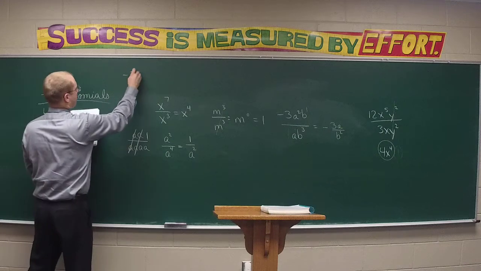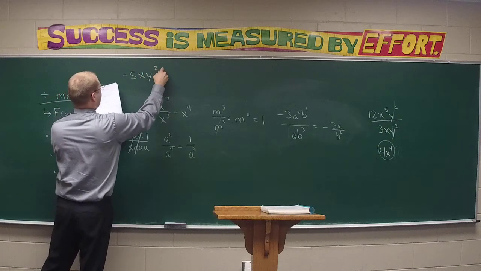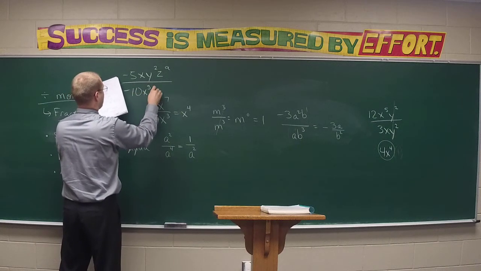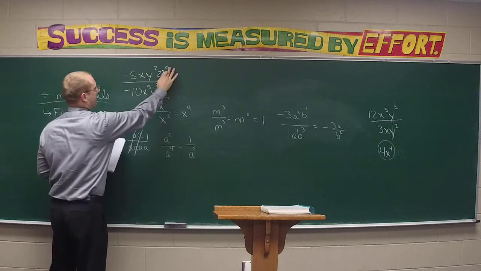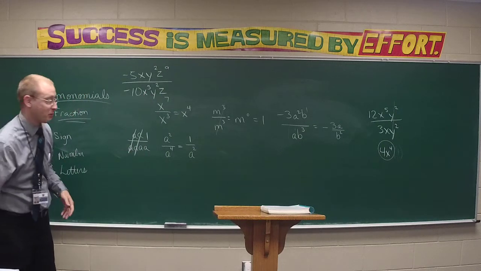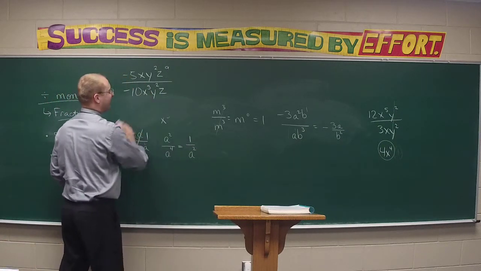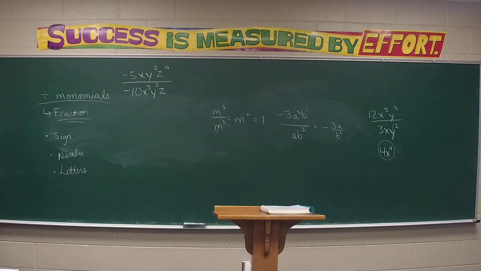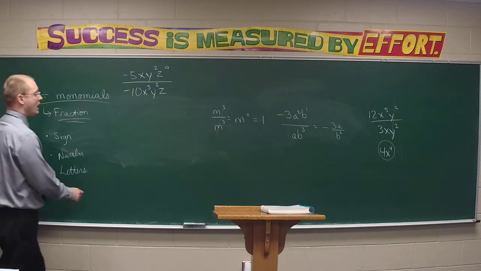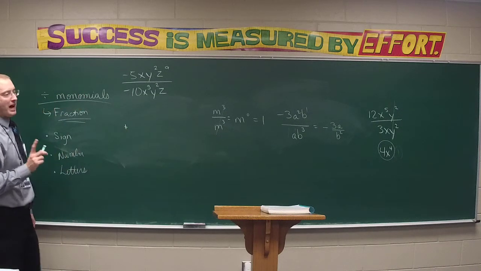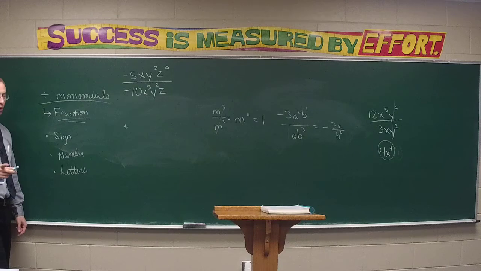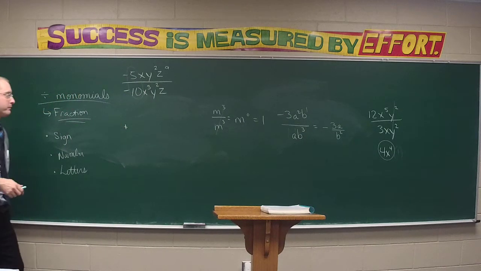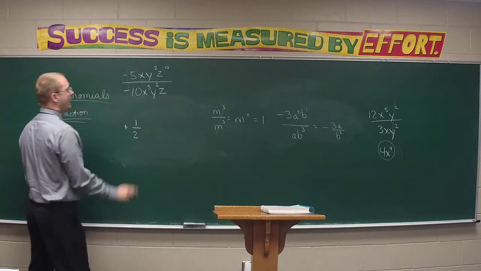How about this? Negative 5x y squared z to the a over negative 10 x cubed y squared z. That's why I checked to make sure we were good, because I knew this one was coming. Really not bad though if you follow the steps. What sign is my answer going to be, class? Positive. With the number, can you divide 5 by 10? No. But you can reduce 5/10 to get what, Noah? 1/2. And then we take care of the letters.